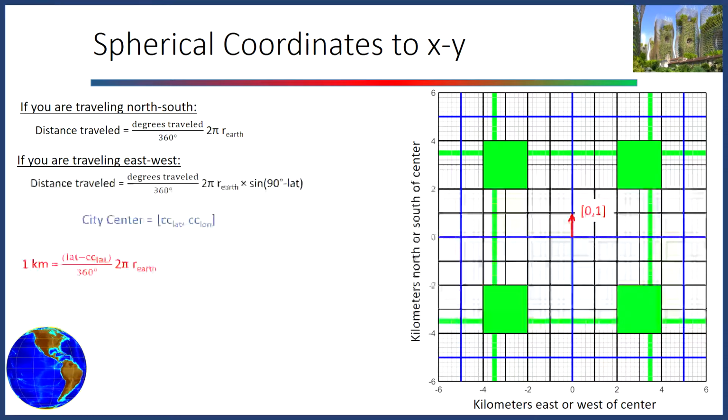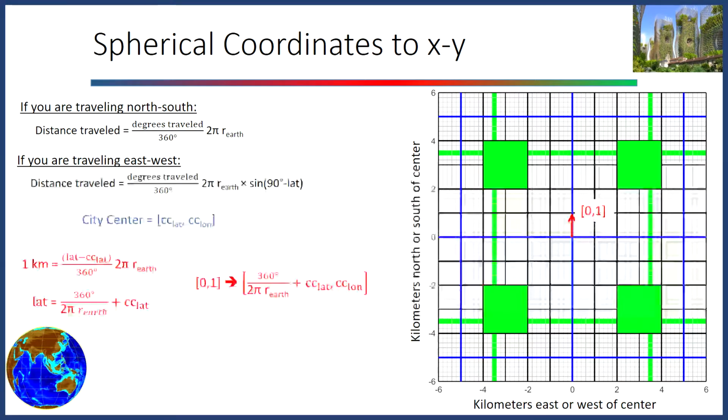And we can simply rearrange this equation to find that our latitude 1 kilometer north of the city center is equal to 360 degrees divided by 2 pi times the radius of the Earth plus the city center latitude. And since we know that we have only traveled north, not east or west, we know that our longitude is equal to the city center longitude. So our transformation has to take the point 0, 1 and transform it to 360 degrees divided by 2 pi times the radius of the Earth plus cc lat, comma, cc lon.